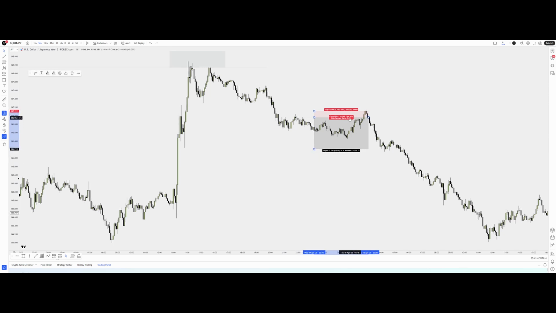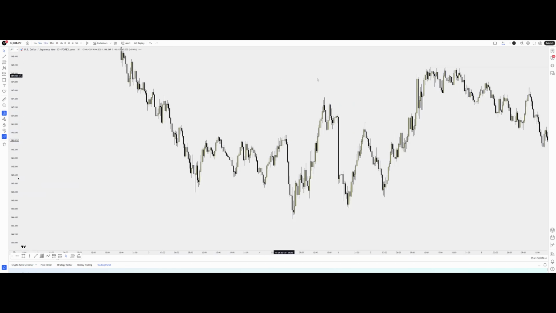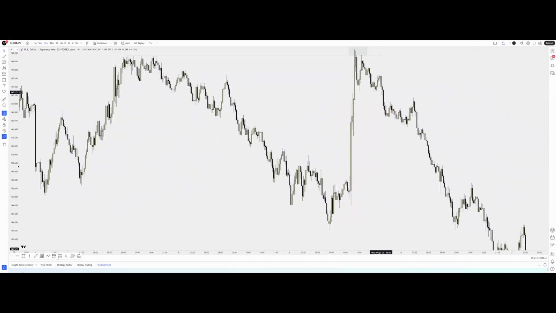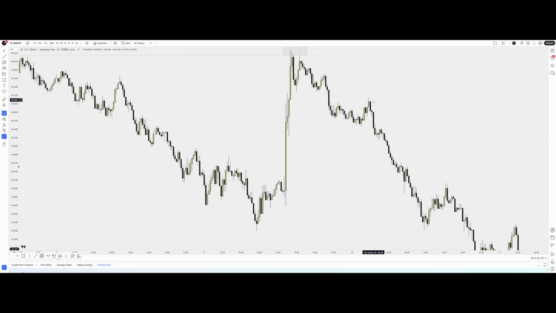Why did you get ran out here? Because you're not focused on the 15-minute fair value gap. Remember that. The 15-minute always comes first, before anything else.